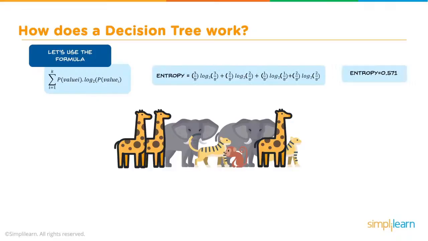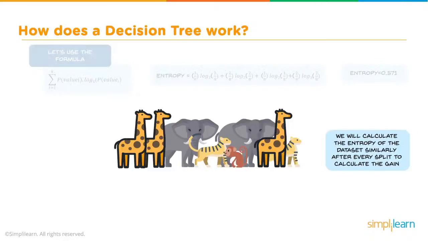If we plug that into the formula, we get an entropy that equals 3 over 8, so 3 giraffes out of a total of 8, times the log. Usually they use base 2 on the log. So log base 2 of 3 over 8, plus, in this case let's say the elephants, 2 over 8 times log base 2 of 2 over 8, plus 1 monkey over a total of 8, log base 2 of 1 over 8, plus 2 over 8 of the tigers, log base 2 of 2 over 8. If we plug that into our computer or calculator, I obviously can't do logs in my head, we get an entropy equal to 0.571. The program will actually calculate the entropy of the data set similarly after every split to calculate the gain.